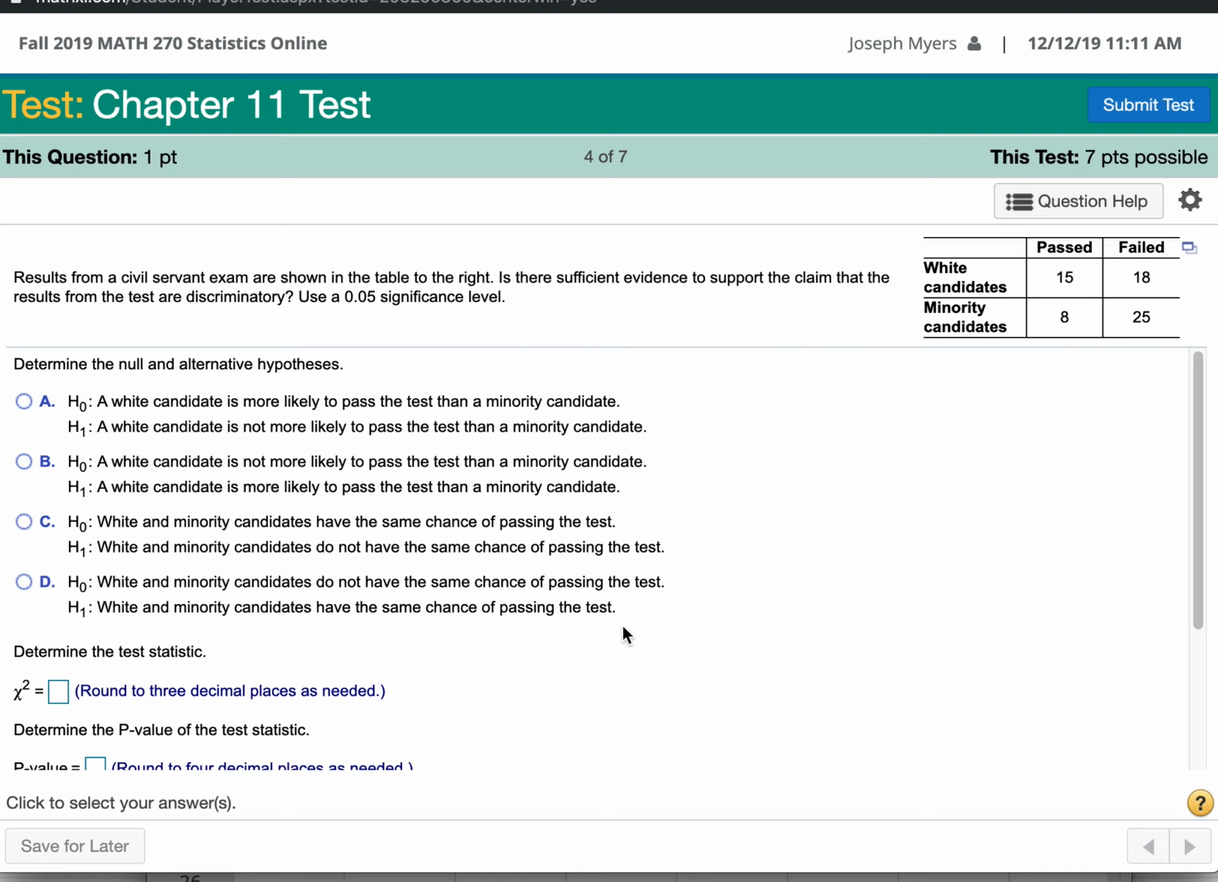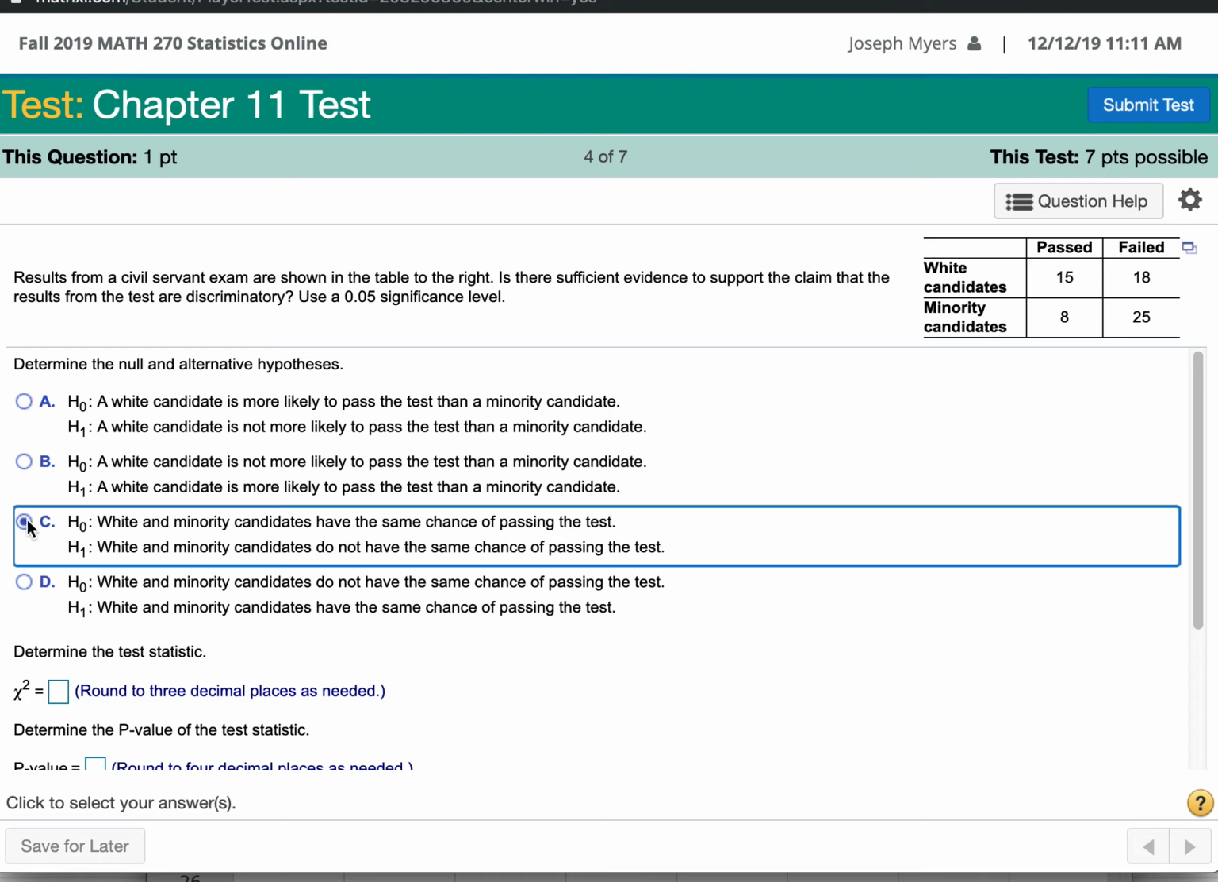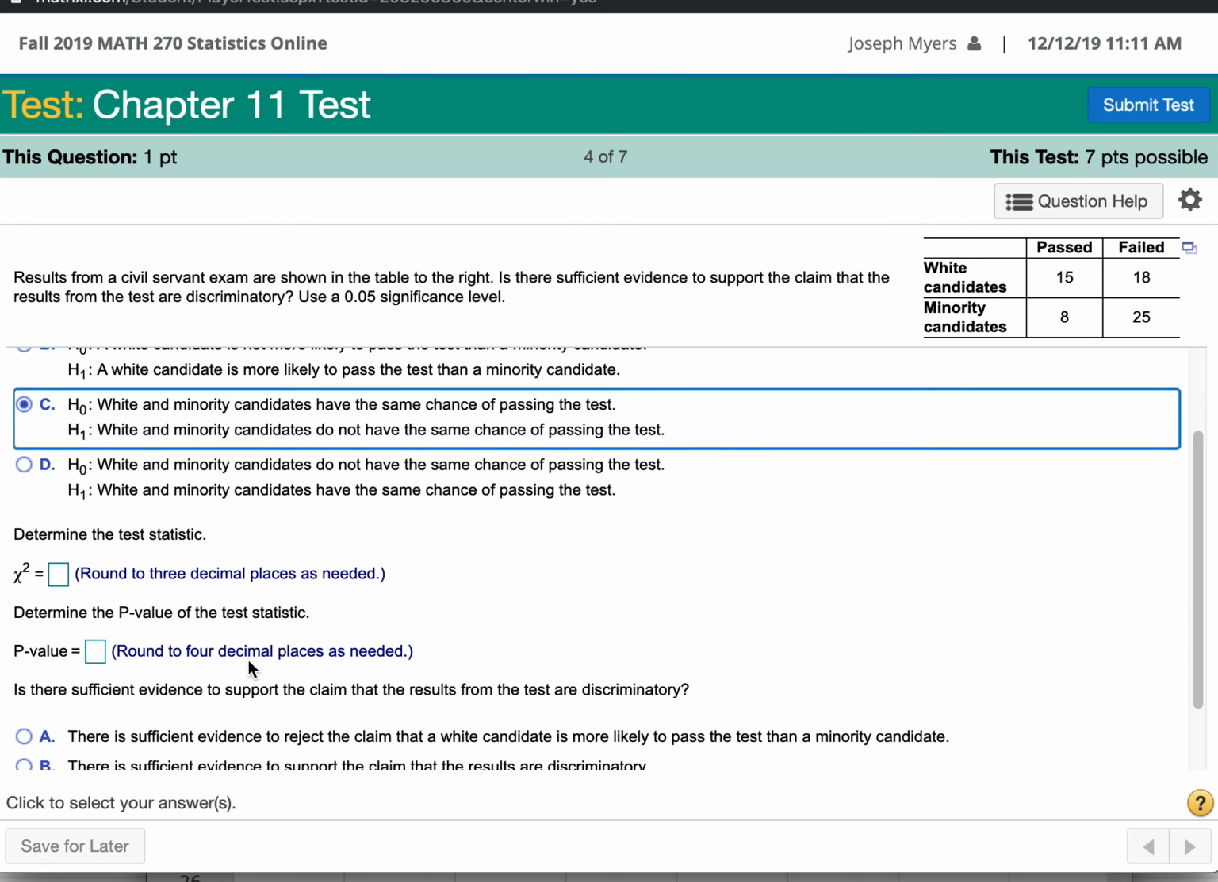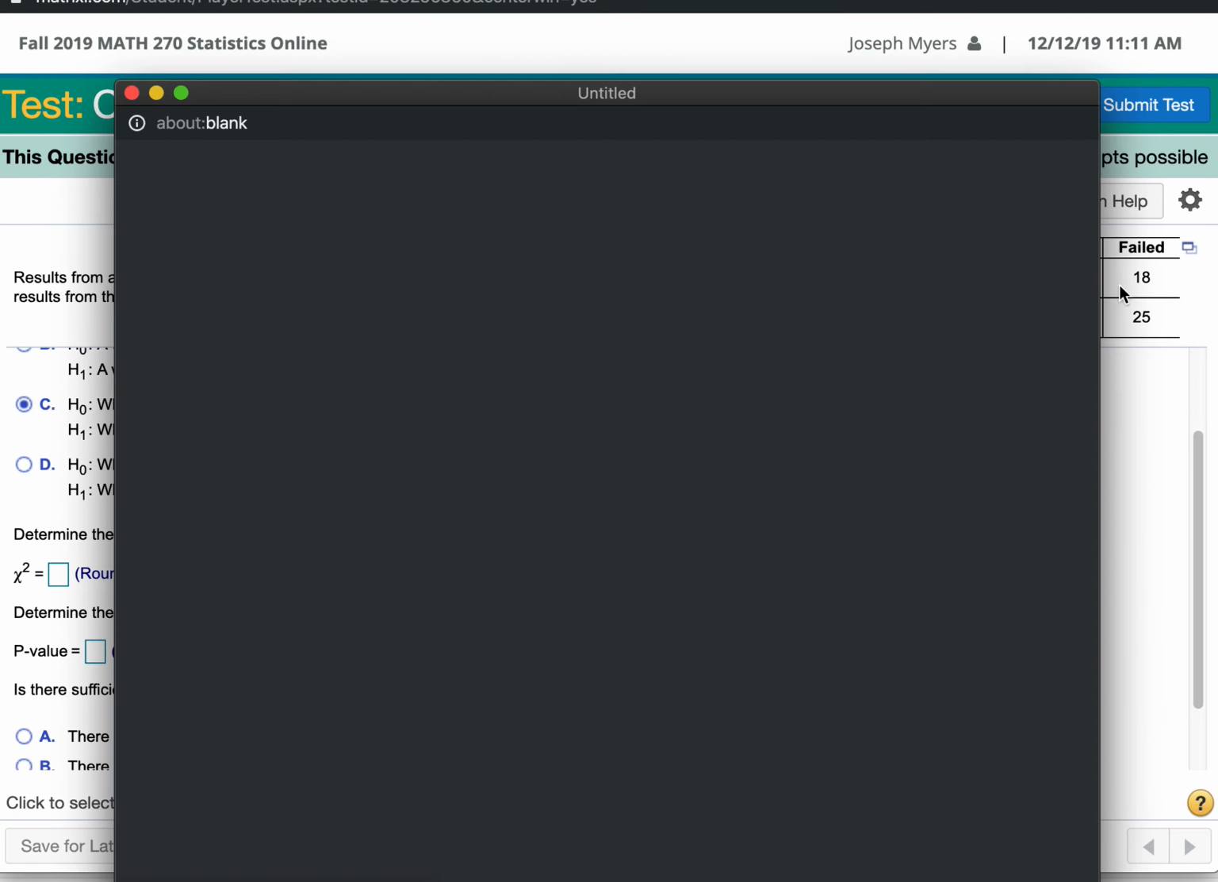This one is a chi-square test for independence to see whether or not a candidate passed or failed is independent. So the null of an independence test is that they are independent. In other words, they have the same chance of passing the test. The test statistic can be calculated by clicking on the data, opening it in StatCrunch.